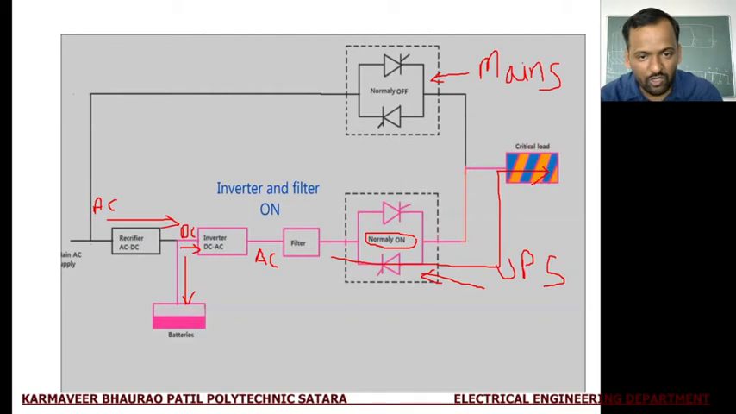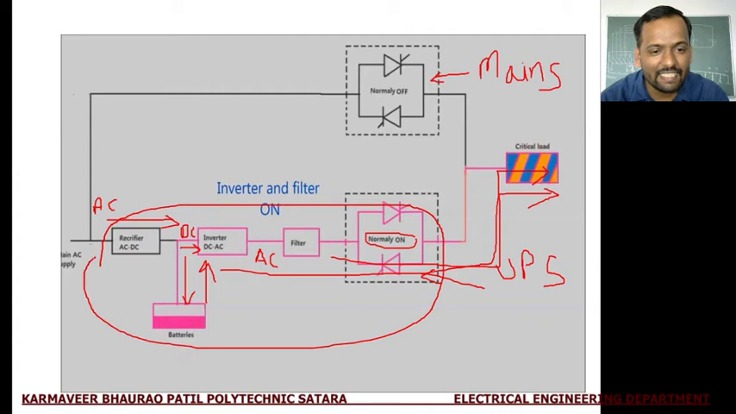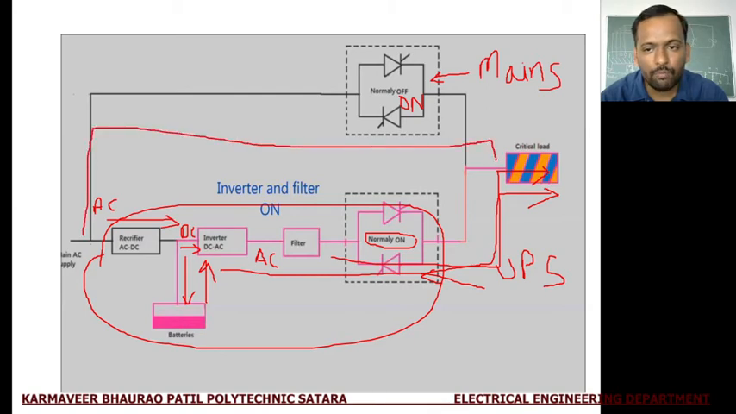Now, if a power failure occurs or electricity is interrupted, then this battery will provide supply to the inverter and then to the critical load. If we have to do maintenance of this circuit, then and only then this main static switch will be on, and we can bypass this UPS circuit and provide supply to the loads through the main static switch. This is the way an online UPS works.